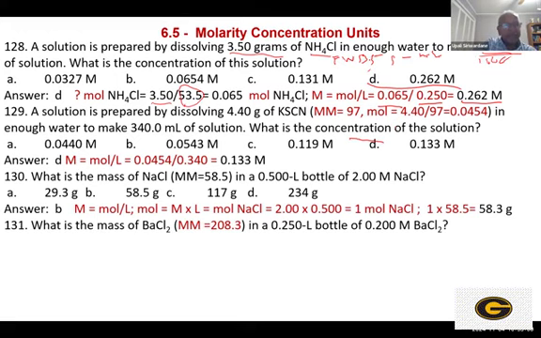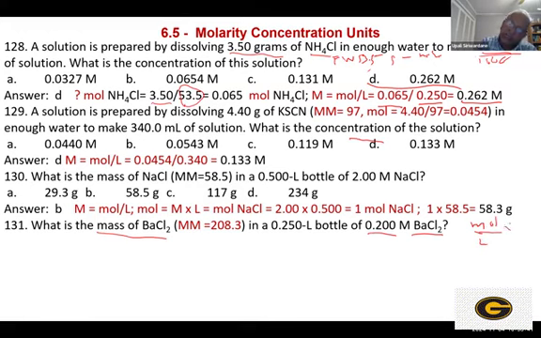These are similar calculations. Let me look at this. What mass of barium chloride is in 0.200 molar barium chloride? So you calculate the moles of barium chloride by dividing the moles per liter with the molarity.